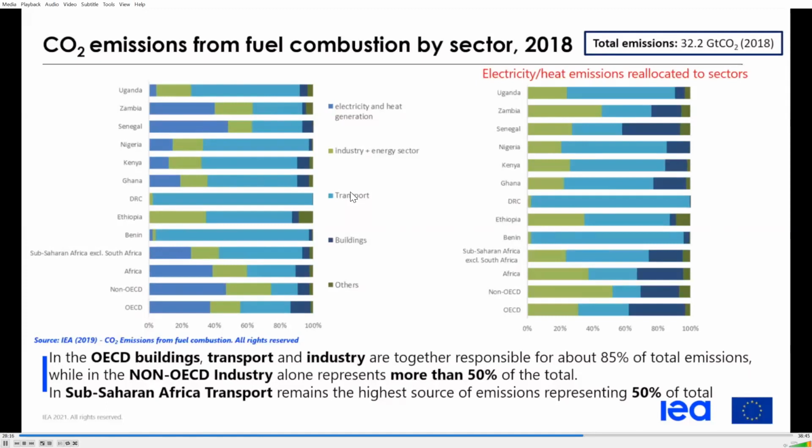Disaggregated data allows allocating the emissions associated with power generation to the end sectors and provides a more complete understanding of the real drivers of CO2 emissions. The graph on the right represents the sectoral emissions after reallocation of power generation emissions to the end sectors. As you can see, in the OECD countries, buildings, transport, and industry are together responsible for about 85% of total emissions, while among the non-OECD, industry alone represents more than 50% of the total share. In sub-Saharan Africa, however, transport remains the highest source of emissions, representing 50% of the total.